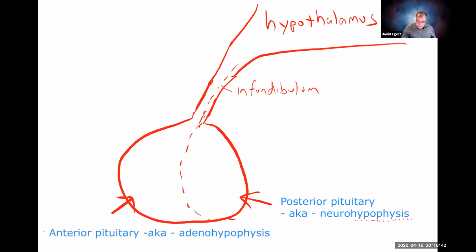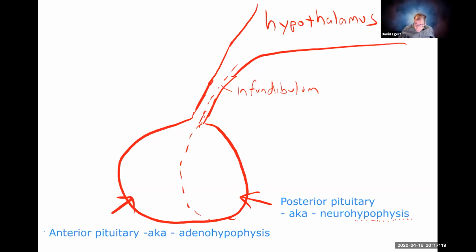So hypophysis, again, sometimes rather than calling it the pituitary gland, you could just call it hypophysis. Posterior pituitary, anterior pituitary. There's other names for these. You can call the posterior pituitary also the pars nervosa, but these are the two names that you'll be held accountable for here: the posterior pituitary, also known as neurohypophysis, and the anterior pituitary, also known as adenohypophysis.